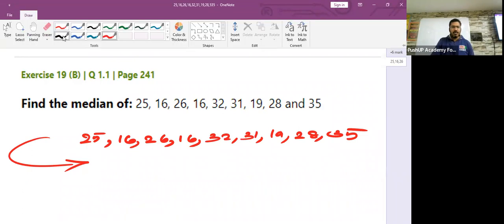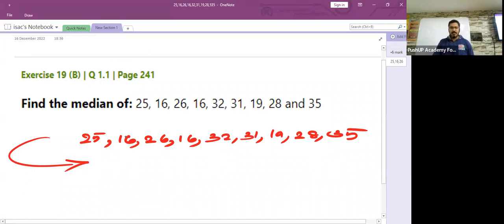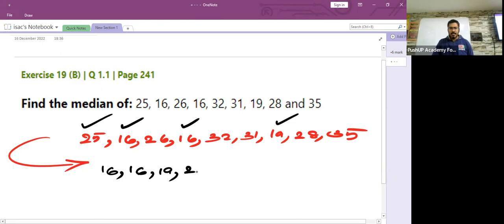Which value or which observation would come in the first place? I think it should be 16. 16 is the least value here. Yes. Children, don't forget one more 16 is there. So I'll write 16 comma 16. Then after 16, which number? I think it is 19. Then after 19, which number will come? I think it is 25, right? After 25 comes 26. After 26 comes, which value? 28. All right. After 26, 28. After 28, I think it is 31.